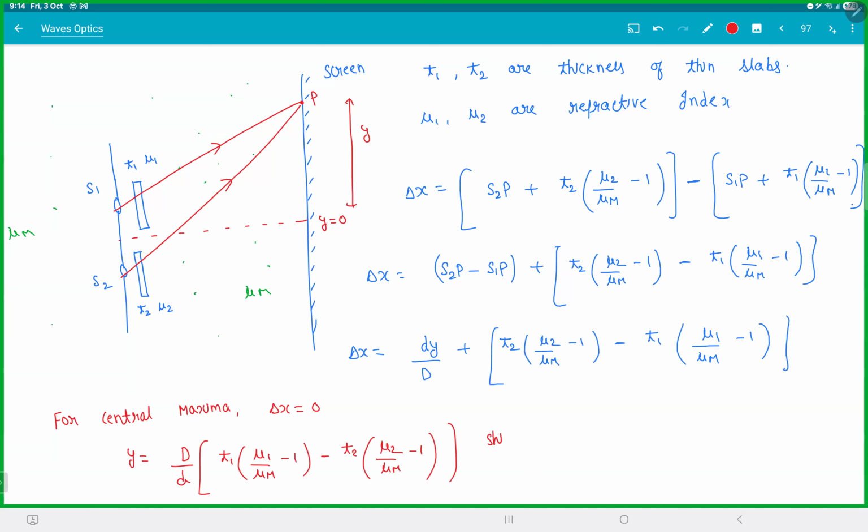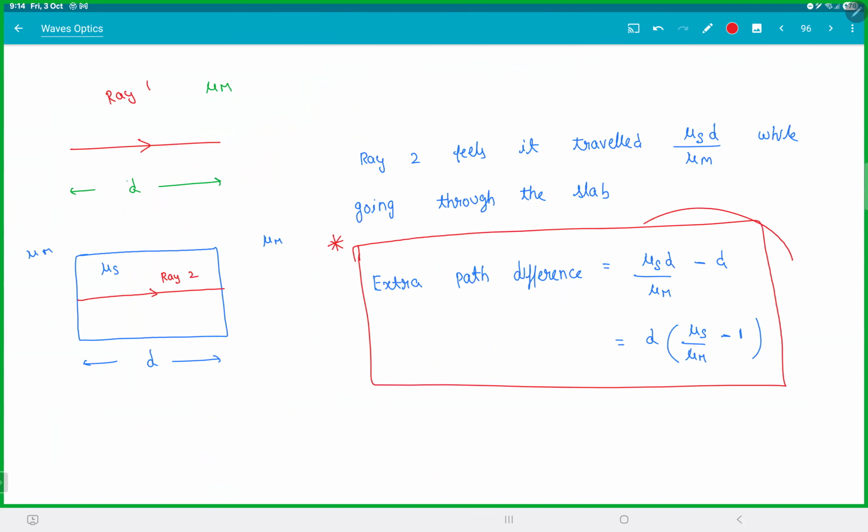So they'll ask a simple question like this: what distance has the central maximum shifted? Now, if you can remember this, great. If you can't remember this, it won't take much time to derive either. But this result you have to mug up. Without this, you can't go ahead.